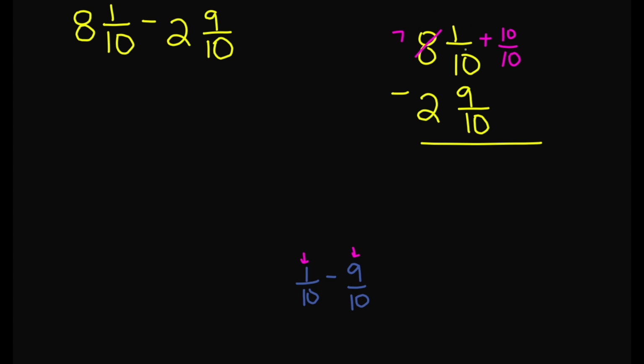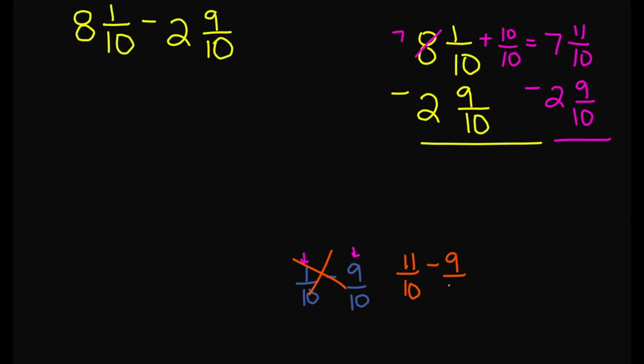So all I did here is I borrowed and I rewrote my fraction. So this is my whole number here, took 1 from here, and I'm going to add 10/10 to what I have here. So now you're going to get 7 and 11/10 minus 2 and 9/10. Now that my denominators are the same, we can subtract. So we have 11 over 10 minus 9 over 10.